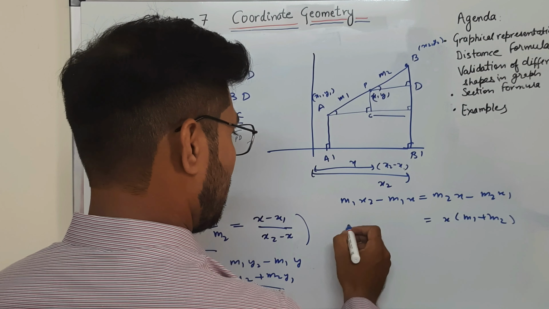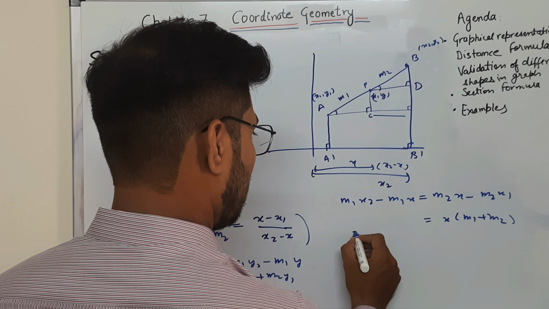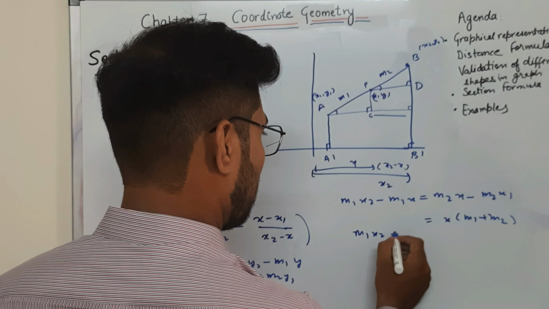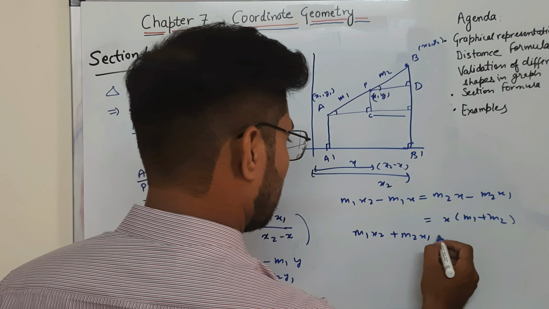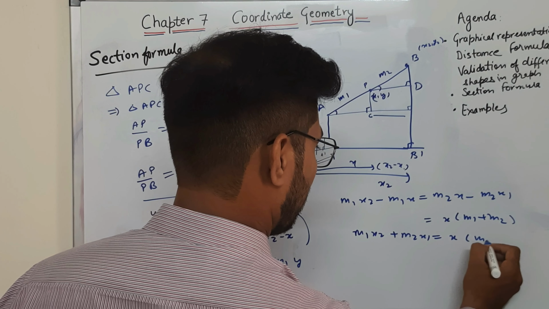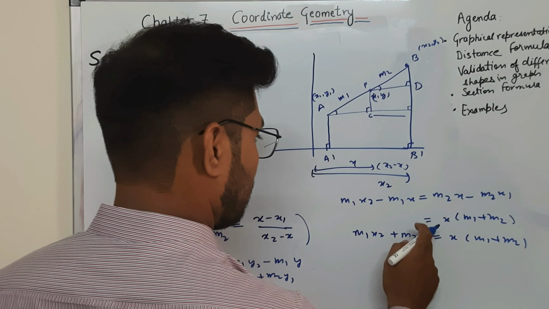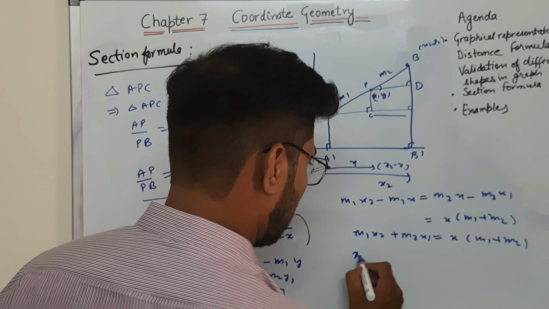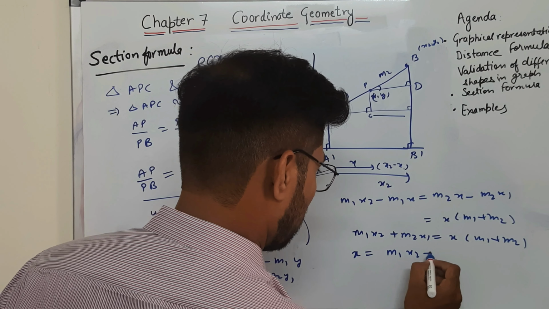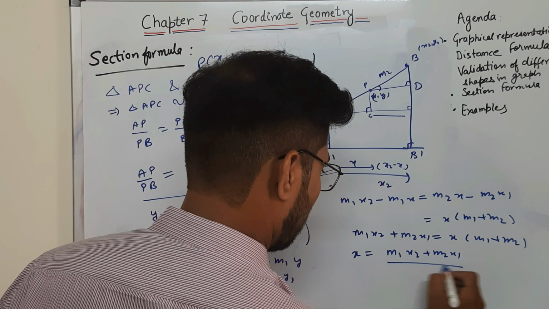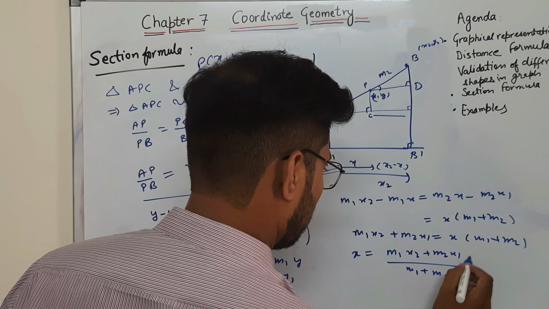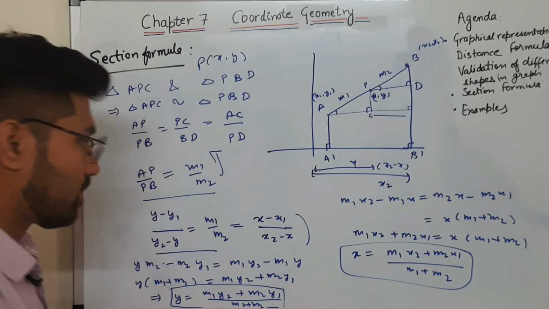Okay, move it here, you will get m1 x2 plus m2 x1. Okay, this is equal to x times (m1 plus m2), right? Now x will be (m1 x2 plus m2 x1) upon (m1 plus m2). Okay, so this is the section formula.